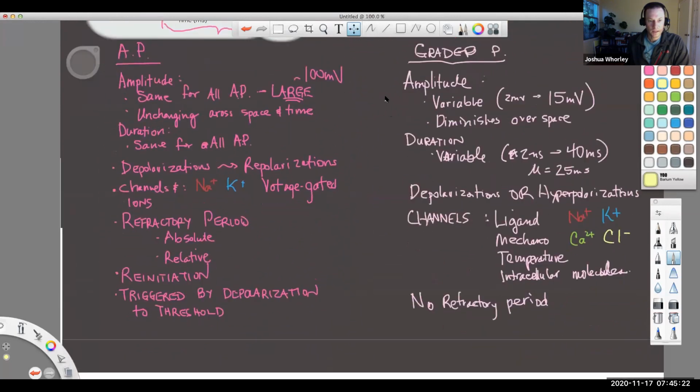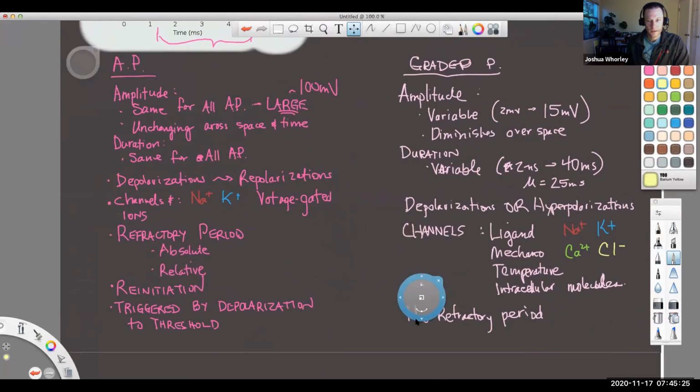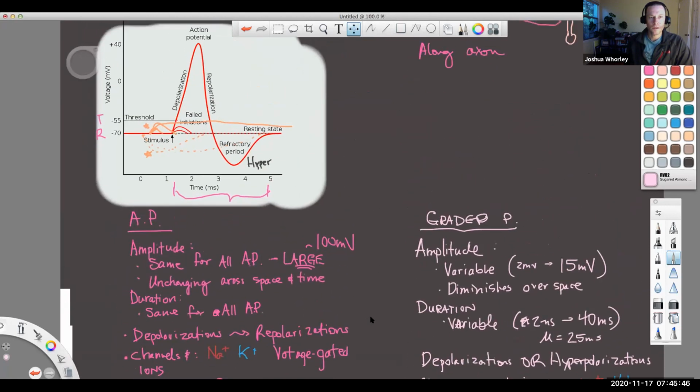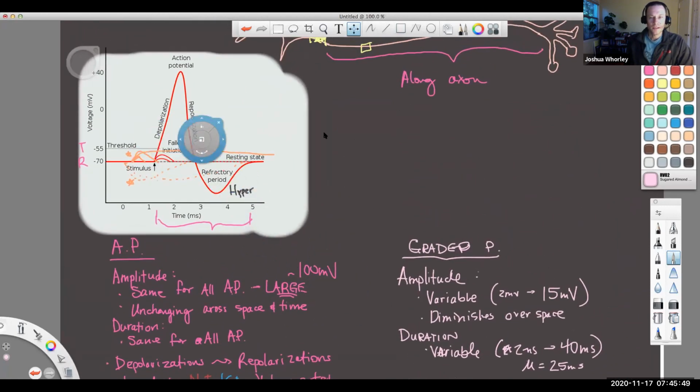Now let's see. They're passive, right? Passive spread. Finally, let's just think about this. Two things. These can sum to get us to threshold, right? So you could have some summation happening in slightly different ways. And let me just erase some of this here so we can see how this summation might occur.